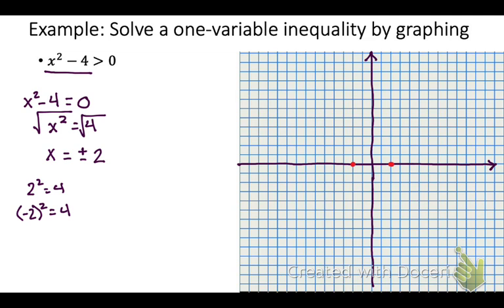Now, a parabola is symmetric, correct? It's the same on the left and the right. Isn't 0 right in the middle? So I need to figure out how far the y goes down when x is 0. So I plug in 0. I get 0 squared minus 4, which is negative 4. So at (0, negative 4), I put another point.